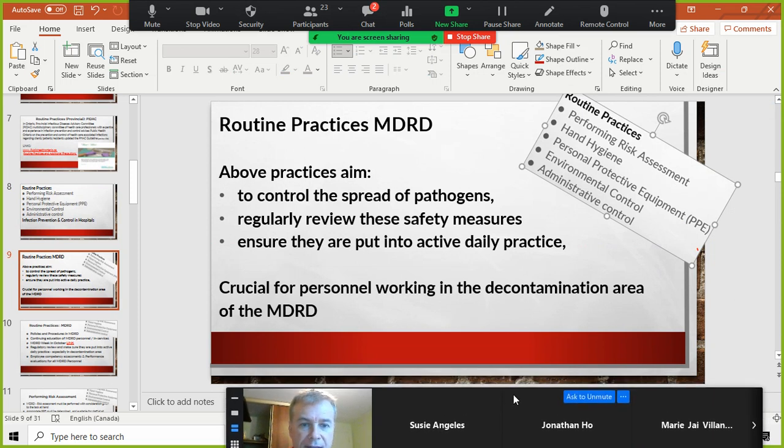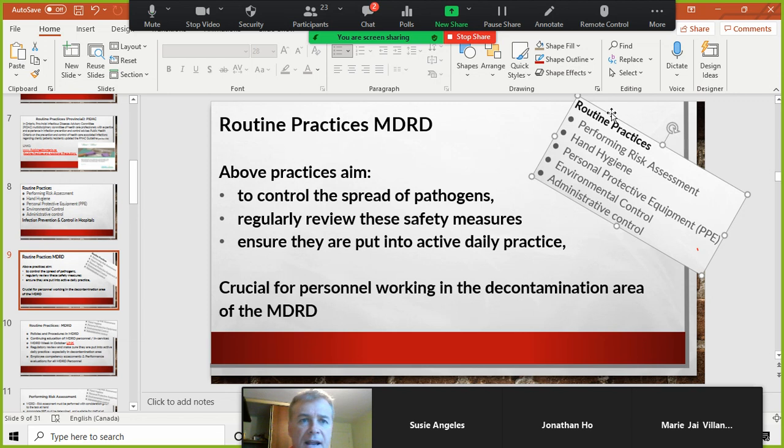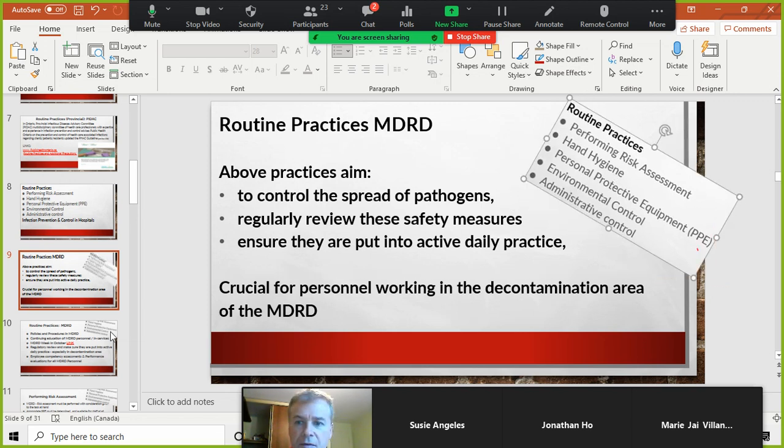So what we've got here, and I have this little cutout thing all over the place, you'll see that it's here and here, just to remind you about these routine practices. The routine practices for the MDRD: the above practices aim to control the spread of pathogens. Regularly review these safety measures, because things need to be updated. Since COVID-19 has altered our lives forever, all of these practices have been updated, and to ensure that they are put into active daily practice.